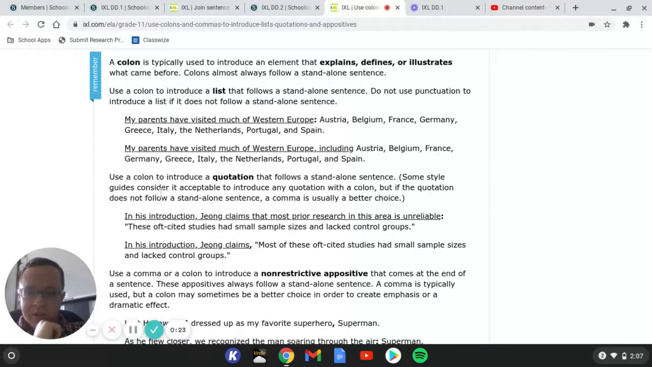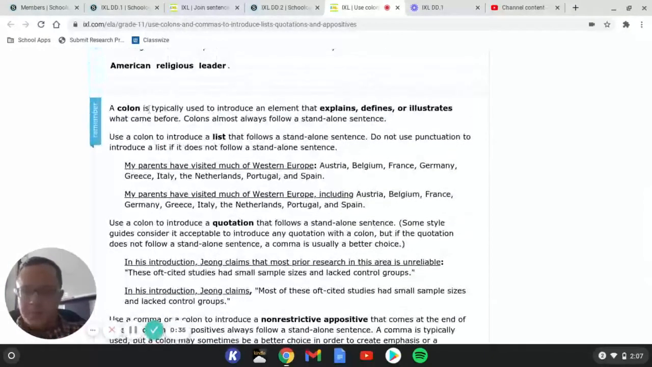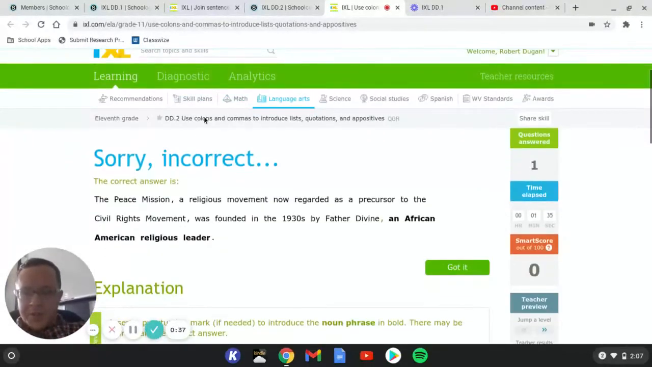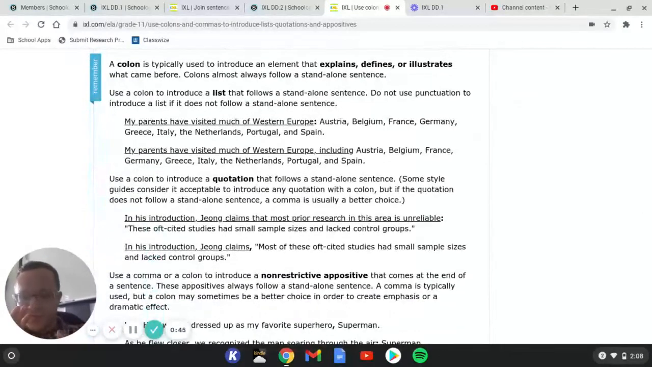You guys have been seeing this and using this in your writing for a long time. You might just not have known what they were called, right? So we're going to be looking at specifically colons and commas to introduce lists, quotations, and appositives. And there are a lot of terms in here that you might need refreshed on.